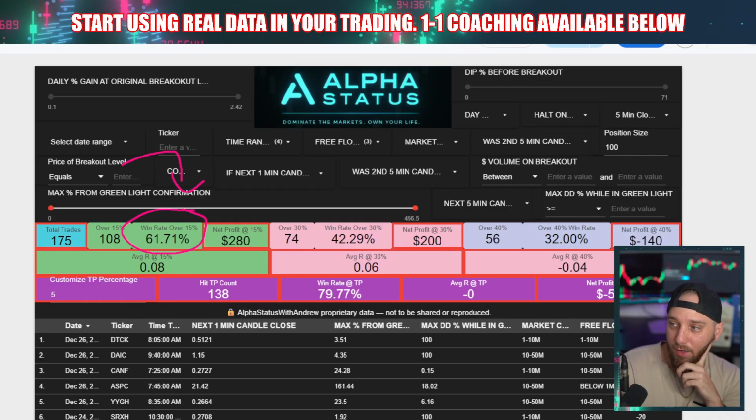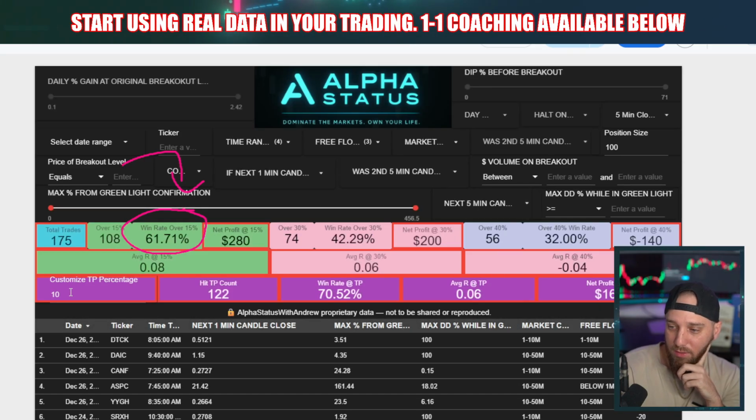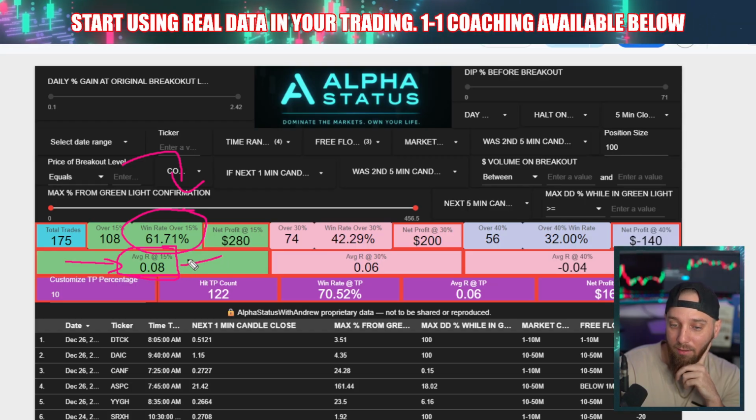And then right here, if I come to the customized TP percentage, let's just type in 10% right here. Nobody wants to take 5%. And take a look at this right here. Average R will tell me, I'm not going to go into this too in depth. All you need to know is if this is a positive number, it lets me know that this is a profitable strategy. But the higher this number, the better.